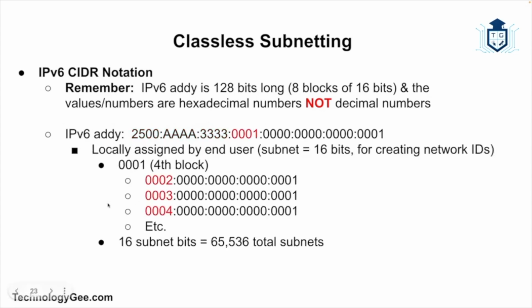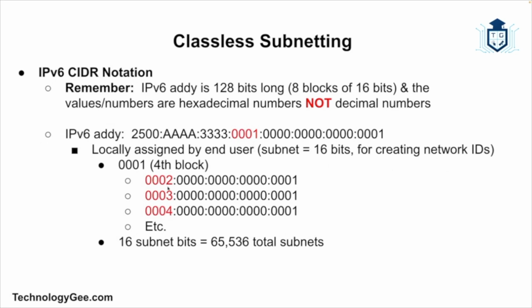All right, so working with this same IP address, when we get down to the 4th block, this is locally assigned by the end user. And this is used for creating your network ID. So just like with IP version 4, we use subnet mask to identify which portion of the IP address represents the network ID. Well, in an IP version 6 address, this 4th block identifies the network ID of the network your IP addresses are going to reside on.